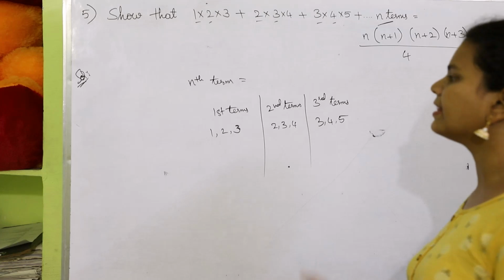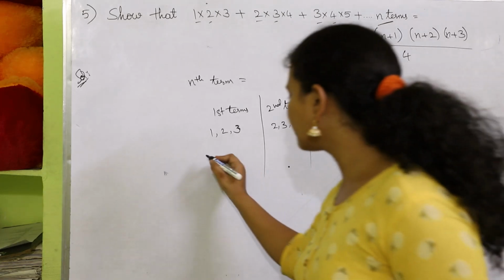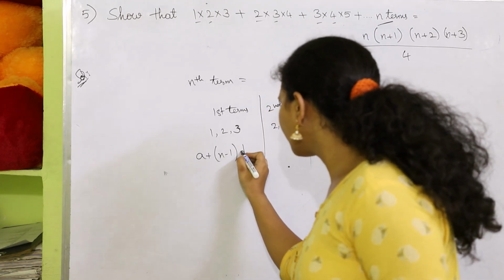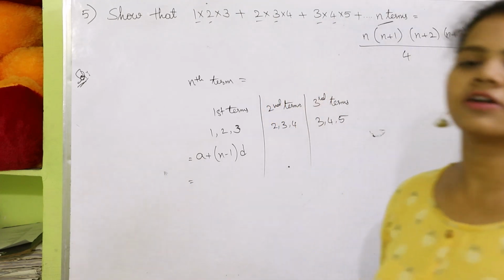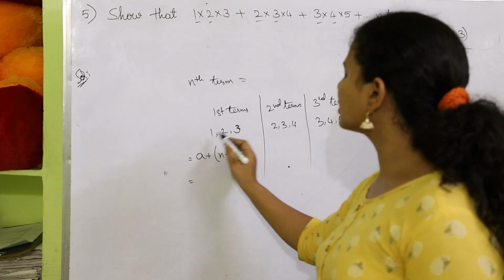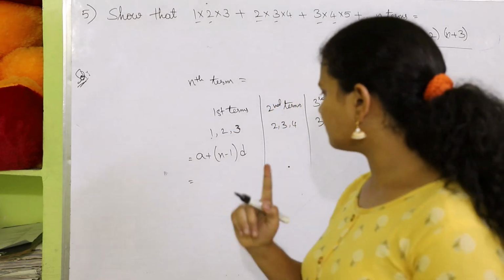As we know nth term, how do we find nth term value? By using a formula, right? So the formula is what? a plus n minus 1 into d, right? Where a is equal to first term. So the first term in this given 1, 2, 3 is 1. 1 will be the first term.